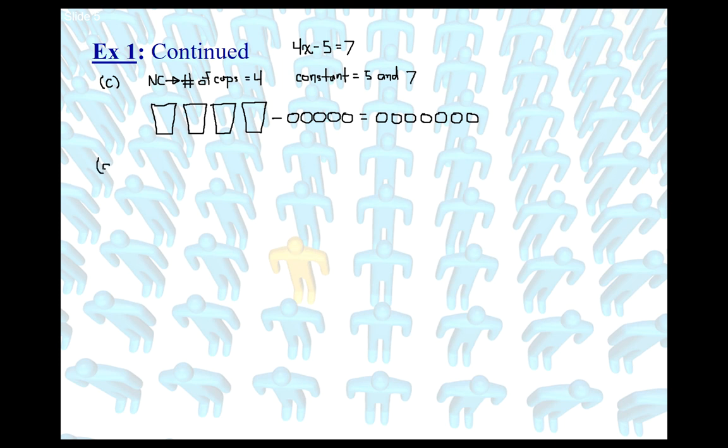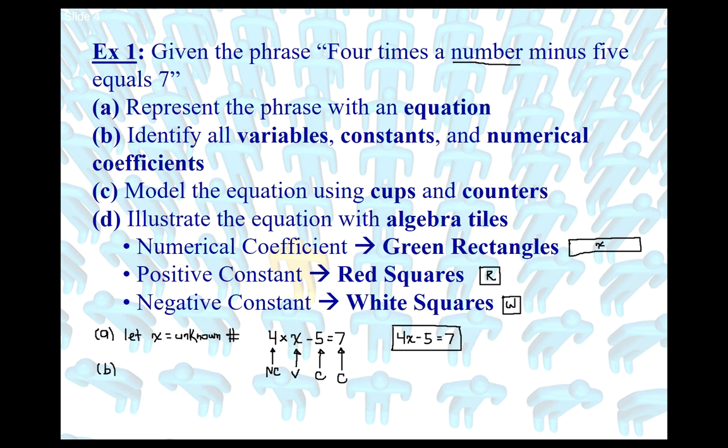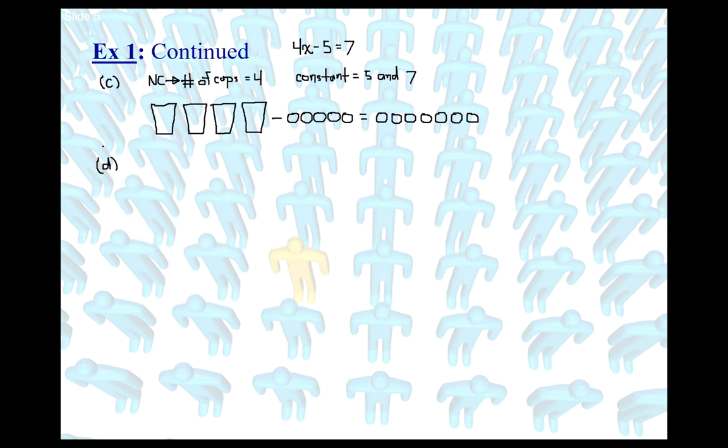Okay, now D is represent this with algebra tiles. For algebra tiles, the numerical coefficient is going to represent the number of green rectangles you draw. So instead of drawing cups here, we're going to draw rectangles. So we'll do 1 rectangle, label it as x, 2, label it as x, 3, show the variable inside, label it as x, and then we have 4 of these rectangles with the variable labeled inside. So that's 4 x's, okay?